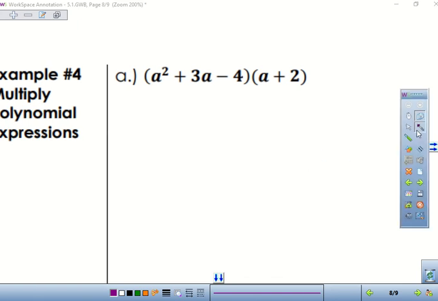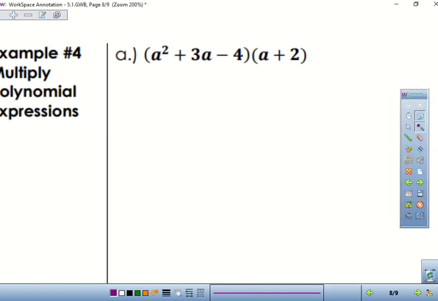Now we're going to talk about how we can multiply polynomial expressions. Somebody asked about FOIL. FOIL is when we have two binomials that we're multiplying together. But are these both binomials? No, one's a binomial, one's a trinomial. And they're both each fully simplified.